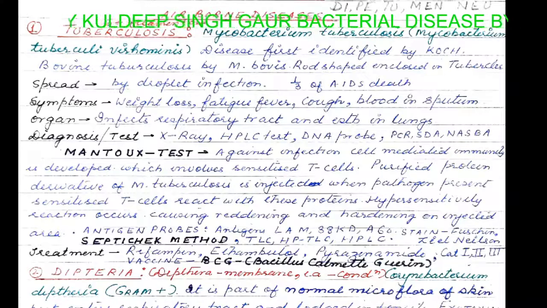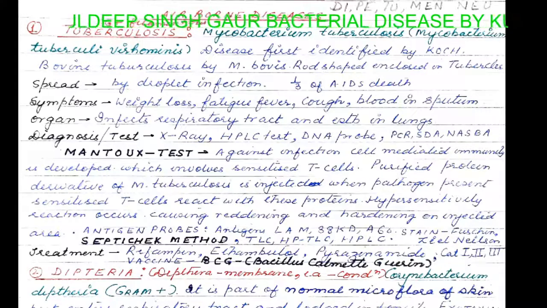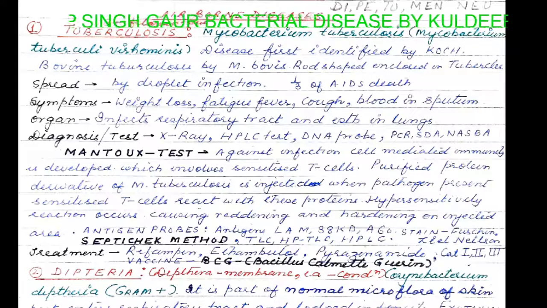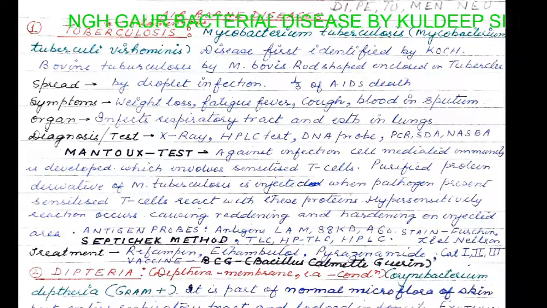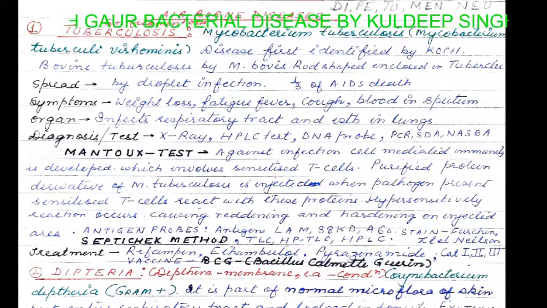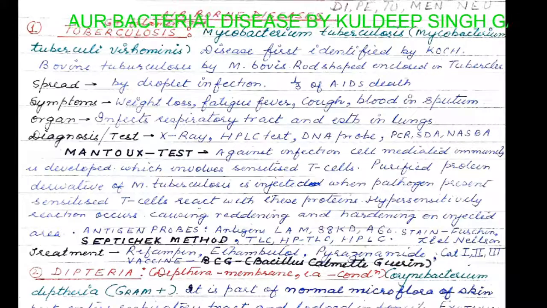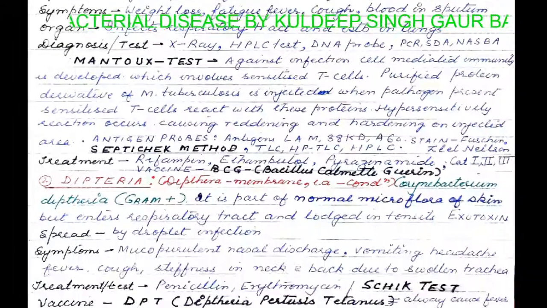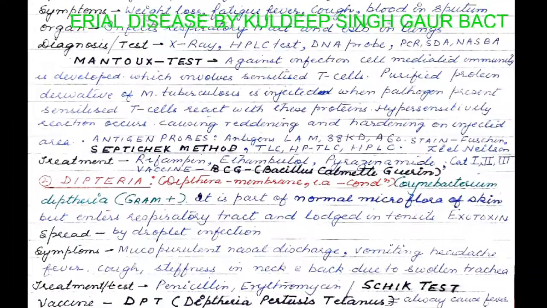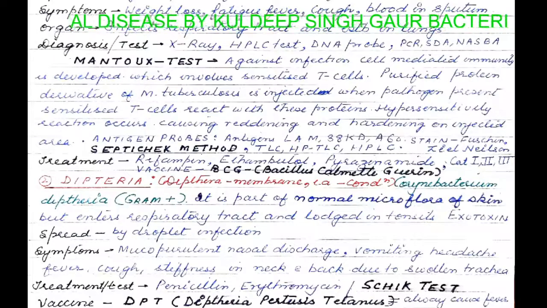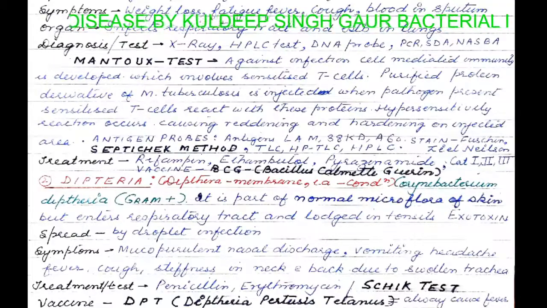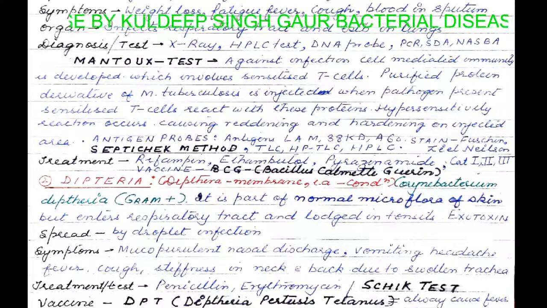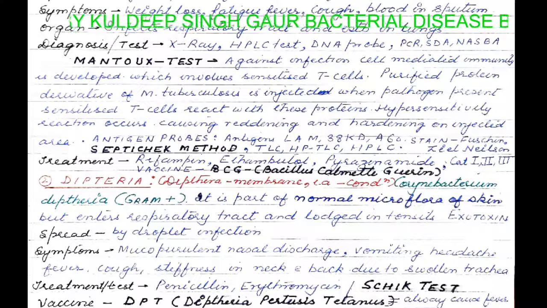Then we have another method in place called the septic check method, in which we use antigen probes to find out the presence of the pathogen. We have a vaccine in place for tuberculosis also, which is the BCG vaccine, Bacillus Calmette-Guerin.